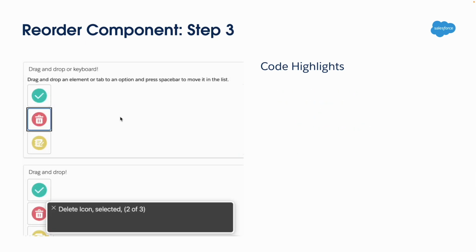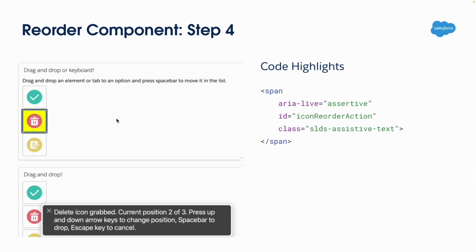Okay, so we tab to our next icon, which is the delete icon, selected 2 of 3. Okay, then we press spacebar to start our reordering operation. At this point, I'm using JavaScript to send this message to my span, which has the ARIA Live assertive property. And because it's assertive and I'm adding text to the span, it's reading it to the user right away. So it says, delete icon grabbed, current position 2 of 3. Press up and down arrow key to change position, spacebar to drop, and escape key to cancel.